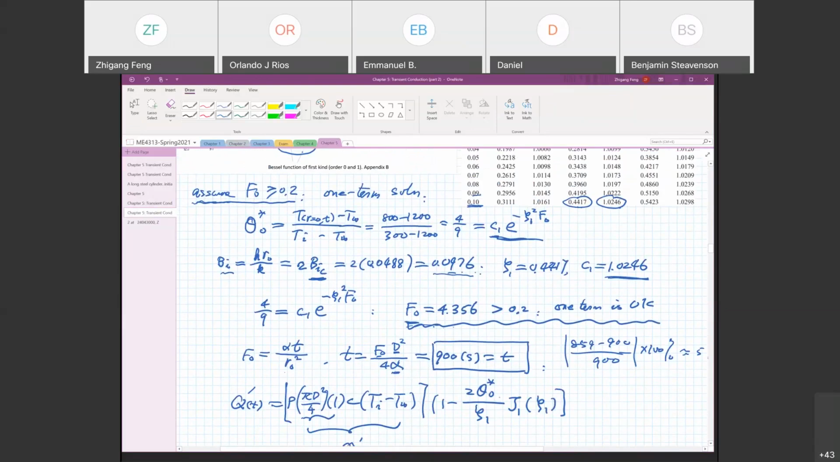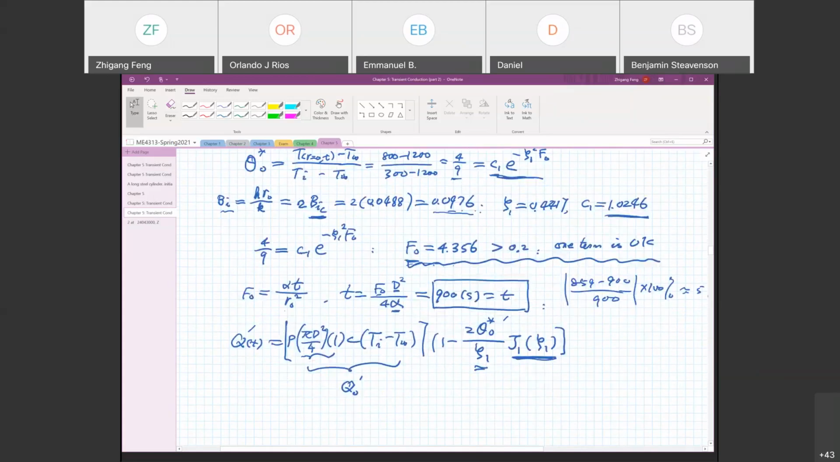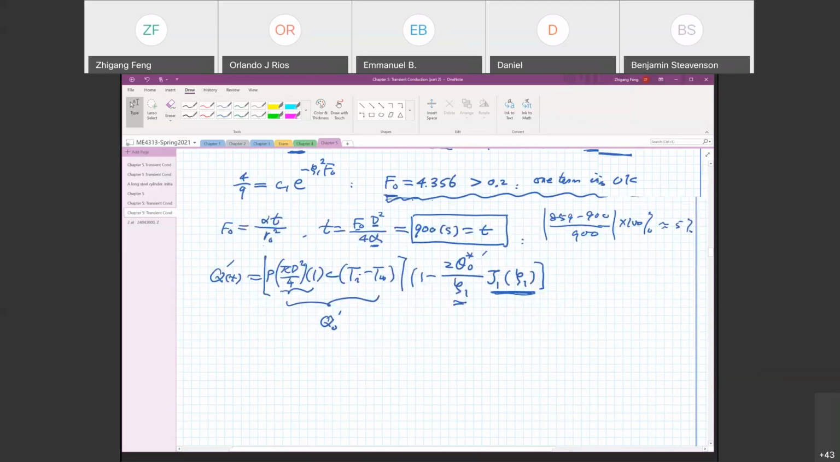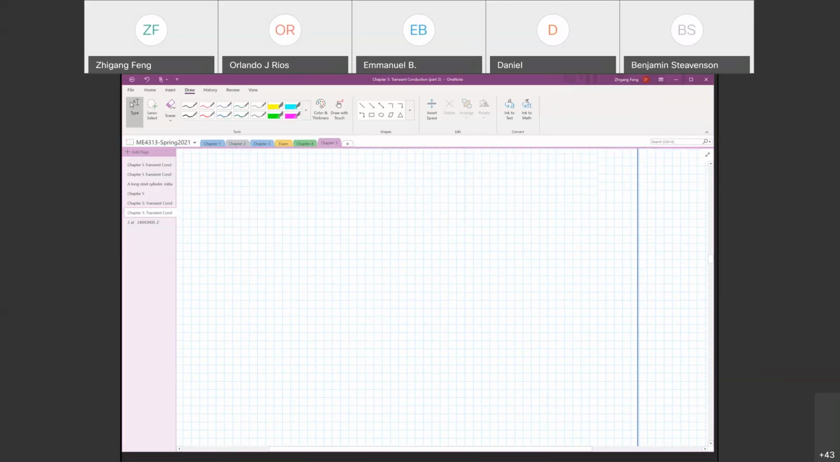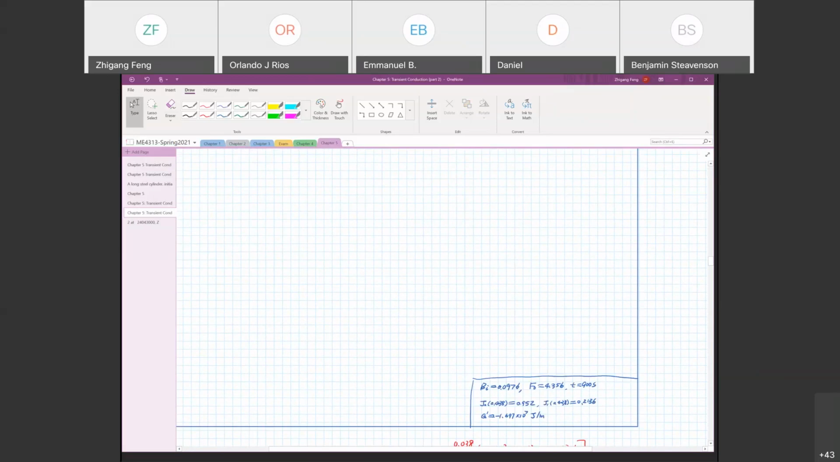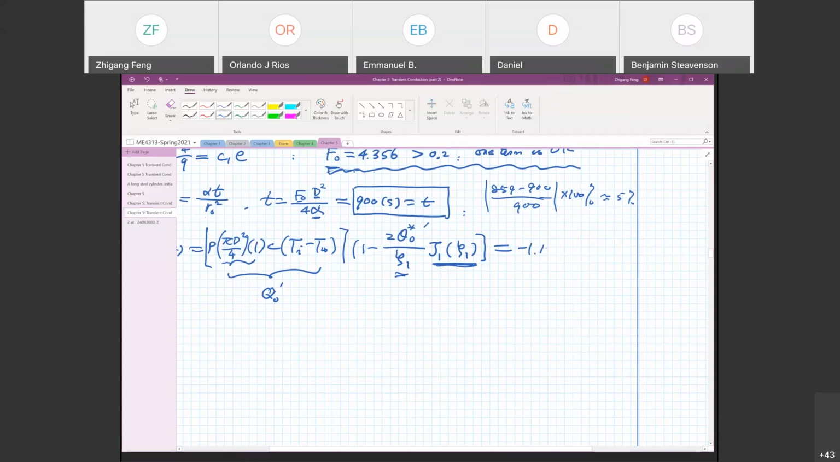So we have theta 1, we have theta star naught, which is 4 over 9. Okay, and we need the value of this Bessel function. As I said, you can easily find it online. I will wait until we get to another special function, and then we will see how to find the special function values. Okay. And I did the math earlier. So the amount of heat being transferred at t equal to 900 seconds is equal to 1.697 joules per meter.